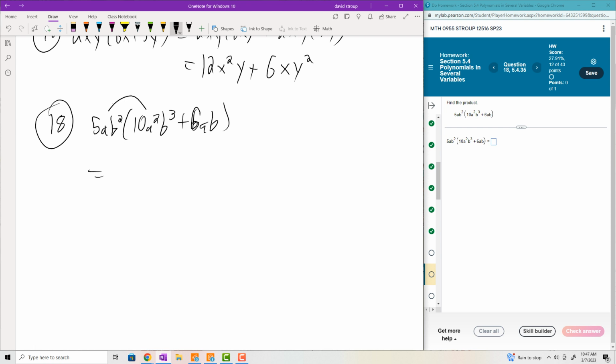So 5 times 10 is 50. And then a to the 1 plus 2 power is 3. And then b to the 2 plus 3 is 5. Plus 5 times 6 is 30. And then a to the 1 plus 1 is a squared. B to the 2 times b to the first is b to the third.